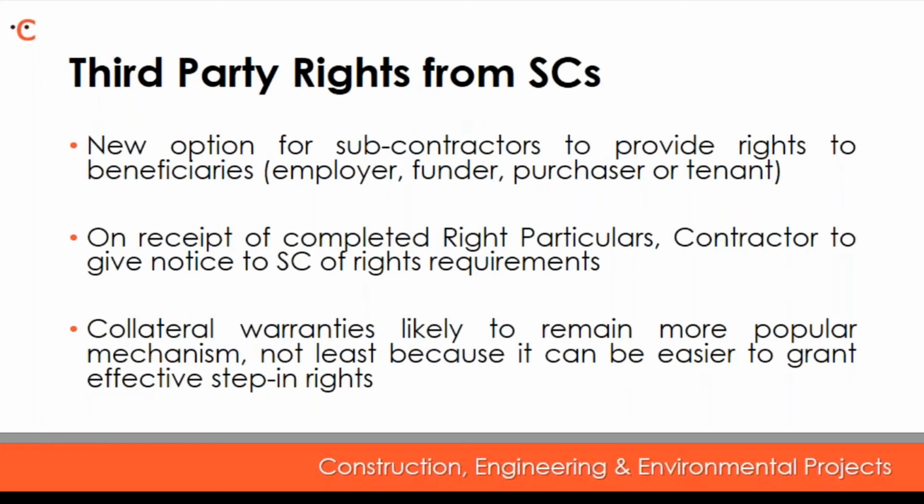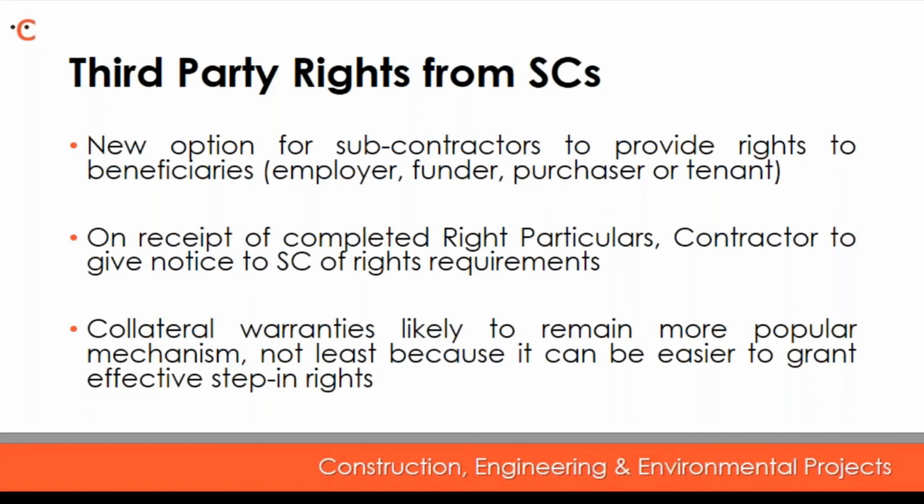I briefly hinted at just now the provision of third-party rights from subcontractors. This is a new option, obviously, to provide rights to the various forms of beneficiary as an alternative to collateral warranties set out in the rights particulars part B. So worth noting that the rights particulars do have a part A and a part B. On receipt of the completed rights particulars, a contractor is to give notice to the subcontractors of any rights requirements of the beneficiaries. This could be done simply by adding a numbered document to the subcontract that details what's required.